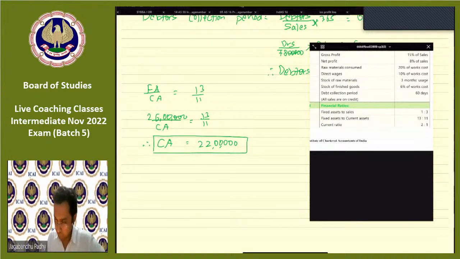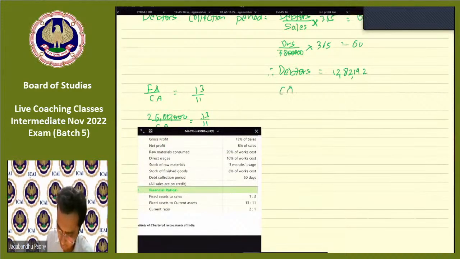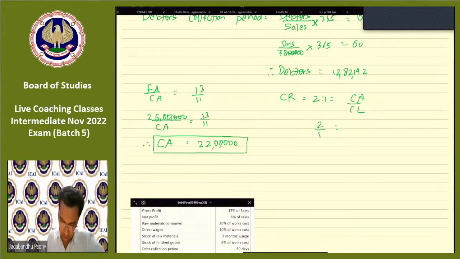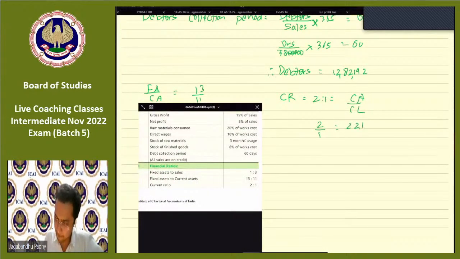Okay. Then fixed asset to sales, fixed asset to current asset is used. Then we have current ratio of 2:1. Now, since the current ratio is 2:1, that simply means current asset upon current liability is 2:1. 2 upon 1 is equal to current asset, 22 lakh that we just computed, divided by current liability. It means current liability will be 11 lakh.